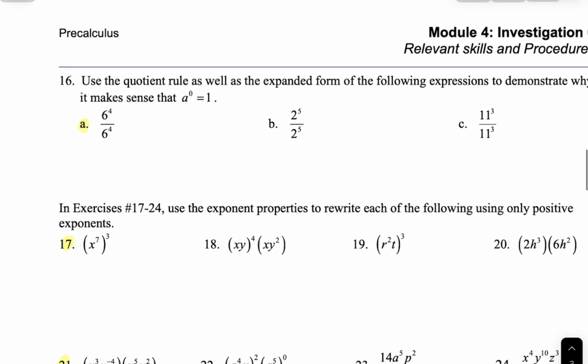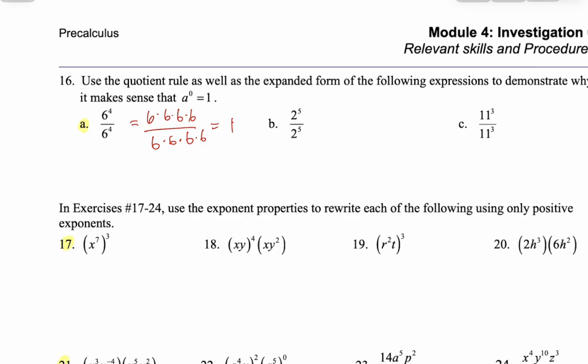Let's look at 16A. There's a few ways to think about it. I'm going to show you all of them. This is 6 times 6 times 6 times 6 divided by 6 times 6 times 6 times 6. That would be 1 times 1 times 1 times 1, or 1, right?